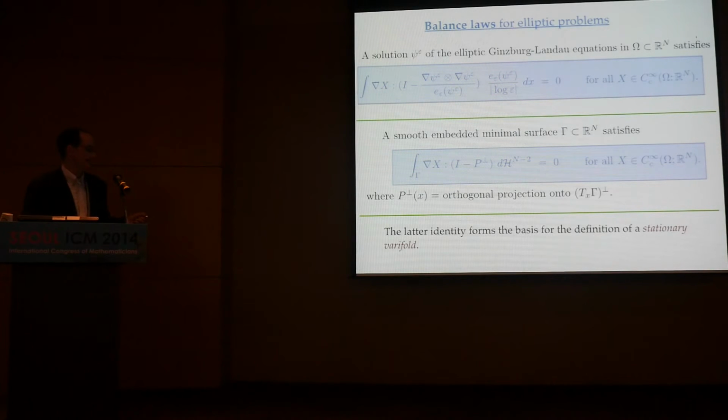Okay, and so again, as I said before, this is the basis for a definition of a stationary varifold. To define a stationary varifold, one just writes down the same identity in a bigger class of objects. Roughly speaking, the largest class of objects in which this identity makes sense. And I won't go into any details. I would just like to appreciate the structural similarities.